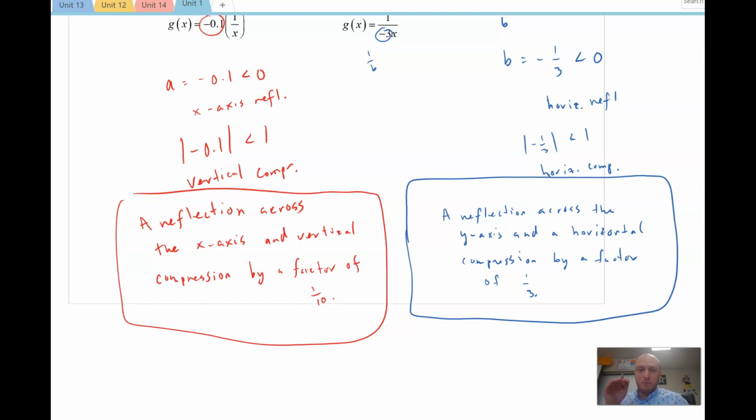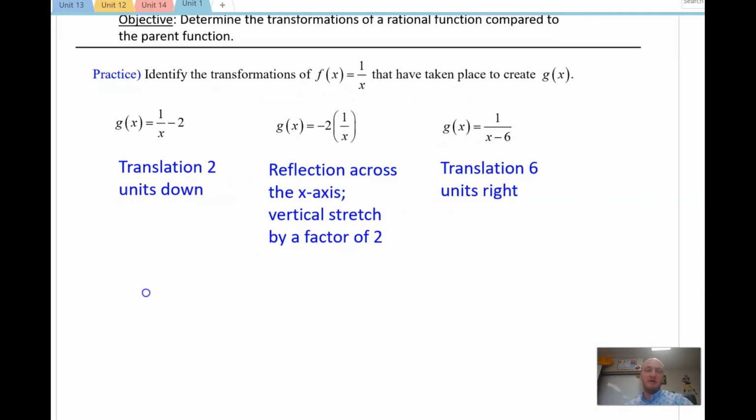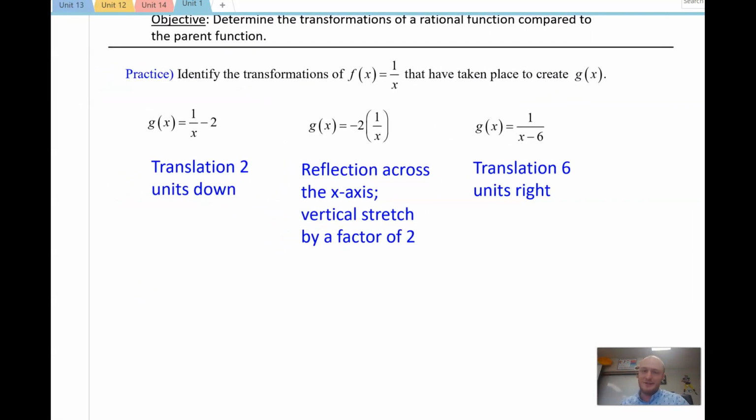Okay, now practice problems. Go ahead, pause the video. I want you to try these. Give these a go. All right, hopefully you paused it. Here are the answers. We have a k value of -2, so we're going down 2 units. Makes sense. The next one, we have an a value of -2. It's negative, so we have to reflect. Okay, did you get that one? Good job. And since the absolute value is bigger than 1, we're going to stretch. I know it's negative, right? But since the absolute value is still bigger than 1, we're still going to stretch. All right, and then the last one, g of x equals 1 over x minus 6. That's an h value of 6. We go to the right.